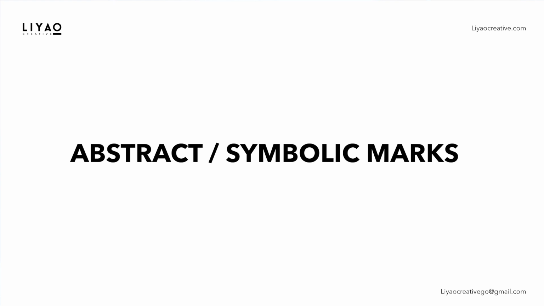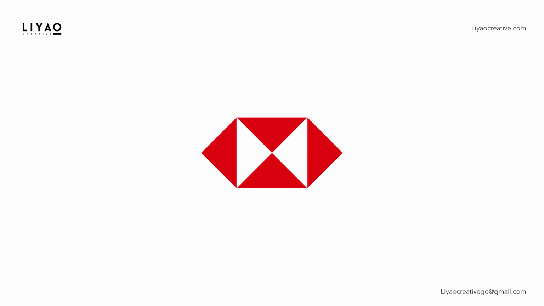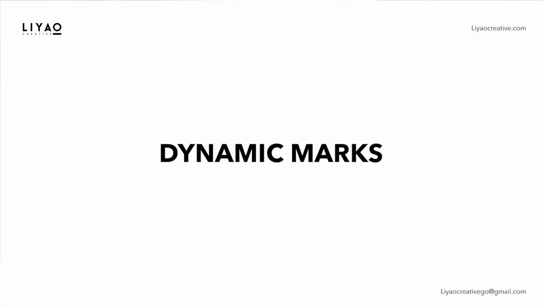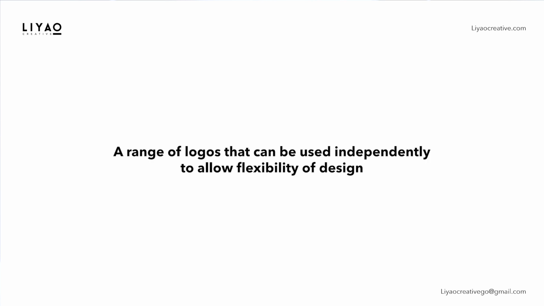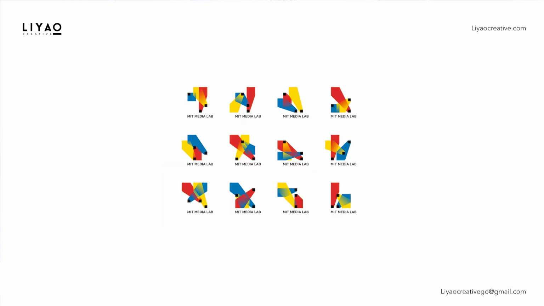Number 5, abstract or symbolic marks. This type of logo is essentially a symbol that conveys a big idea and often embodies strategic ambiguity, such as Nike, HSBC, Chase, and Airbnb. Number 6, dynamic marks. This is a type of logo that can be used independently to allow flexibility of design, such as OCAD University, MIT Media Lab.